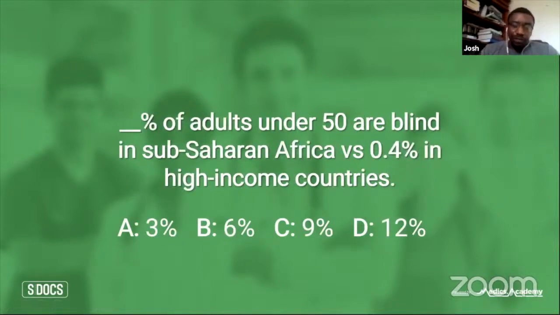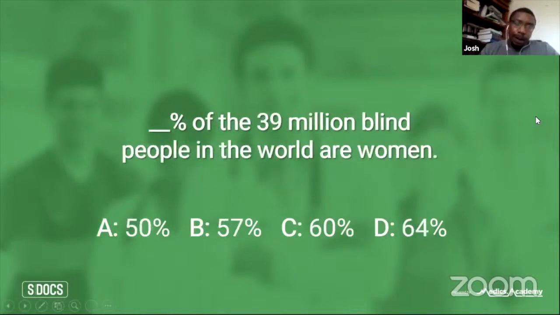Blank percentage of adults under 50 are blind in sub-Saharan Africa versus 0.4% in high-income countries. Is it 3%, 6%, 9%, or 12%? So have a think about that. So the answer for this one is 6% of adults under 50 are blind in sub-Saharan Africa. Another example of the disparity. Blank percentage of the 39 million blind people in the world are women. So is it 50%, 57%, 60%, or 64%?